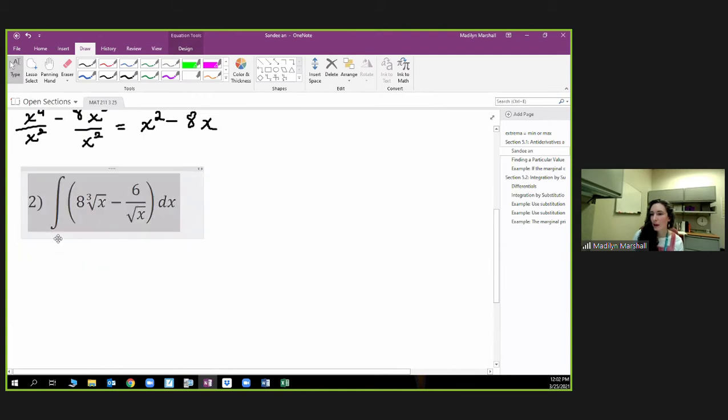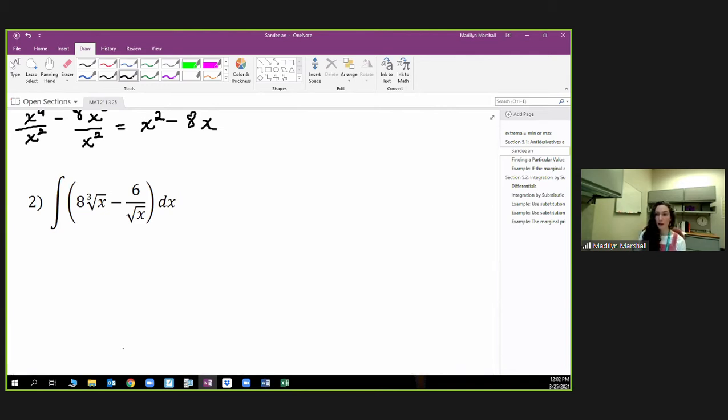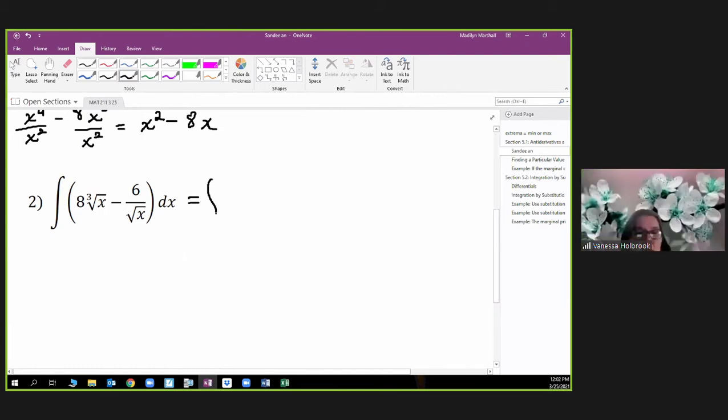Okay, so we did a little bit with radicals on Tuesday. So we have the same goal here to start off with, which is to rewrite this in a format that we can do our integration rules to. So we need each of these terms to be x to some power. Eight x to the 1/3.